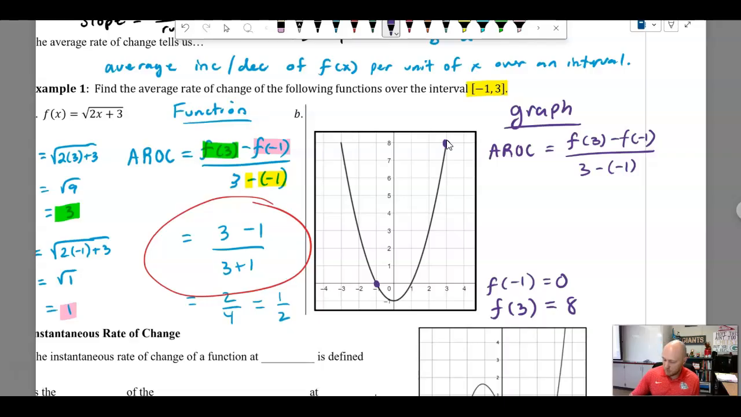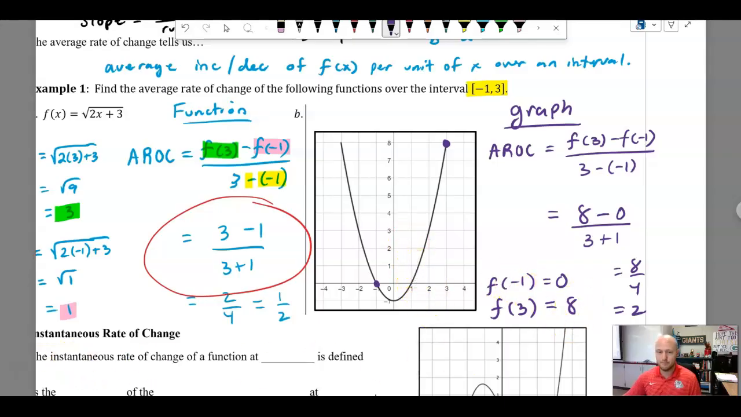Okay. And we replace. So f of 3, that's 8, minus f of -1, that's 0, over 3 minus -1, which ends up being, again, 3 plus 1. So here we have 8/4, which we all know is 2. That's average rate of change. Sound familiar? Good. The other one that we're missing is a table. We'll do a table here in a second.